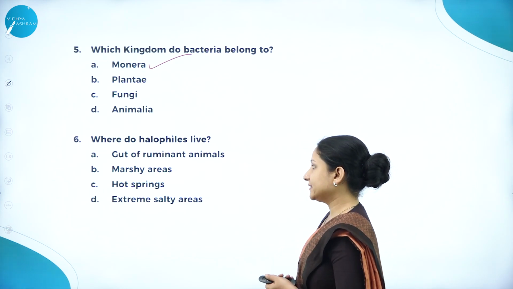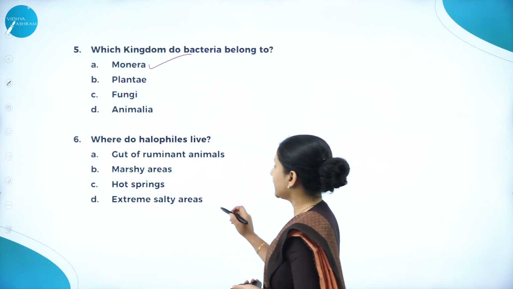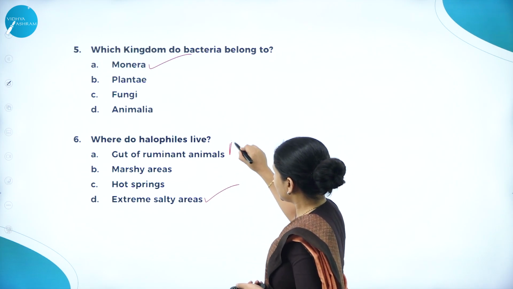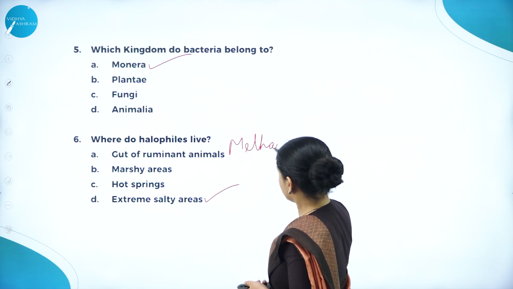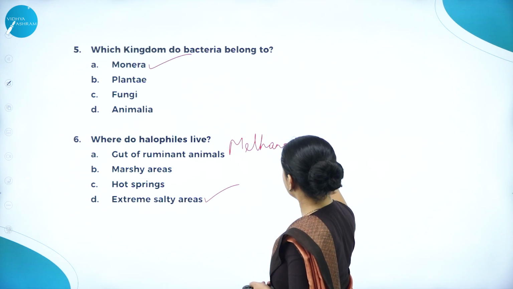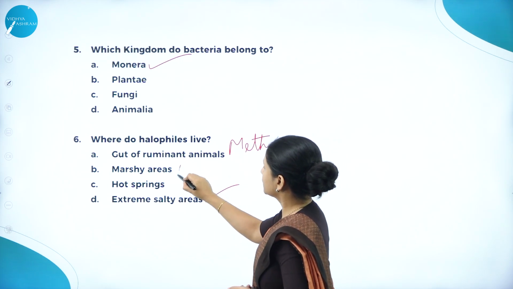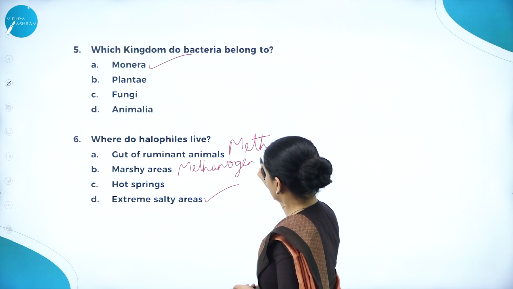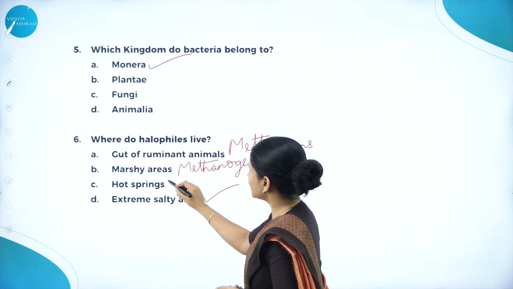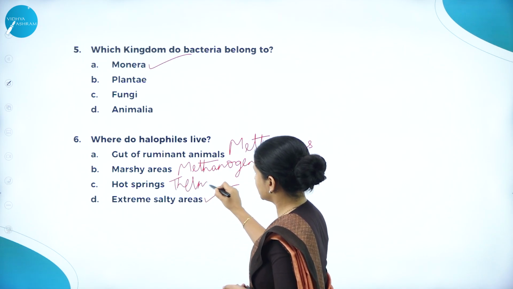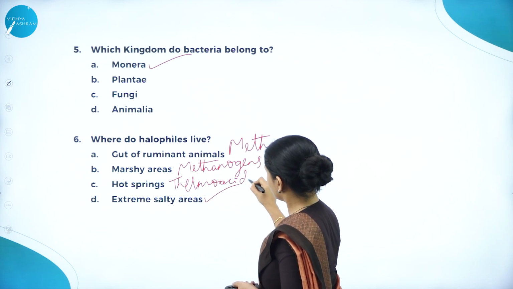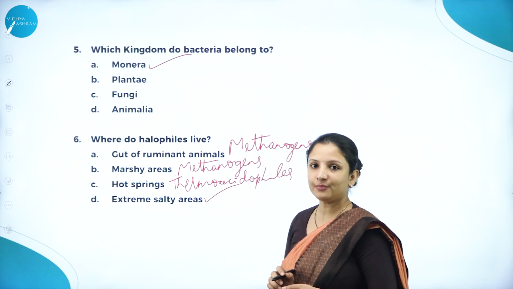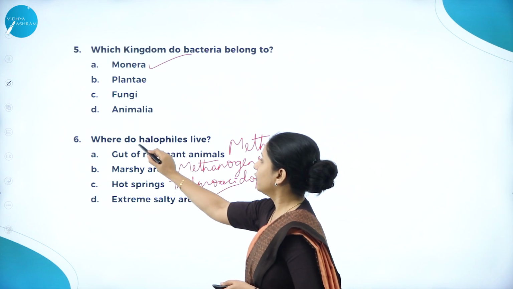Where do halophiles live? Halophiles live in extreme salty areas. Gut of ruminant animals, it is methanogens. So, a question can also be framed like this. Where do methanogens live? Here also it is methanogens only, that is in marshy areas. And hot springs, it is thermoacidophiles. So the right answer for this question is extreme salty areas, that is halophiles.